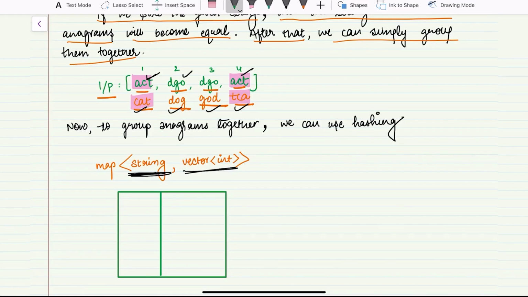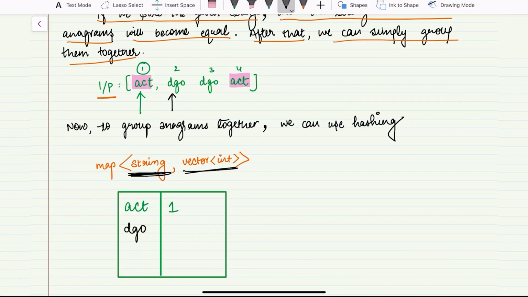Now we will simply iterate over the sorted array. First we are at act, and act is not present in our map. So let's put the string in, and the index present is 1, so let's put it in the vector. Now we are at dgo, which is also not present in the map. So let's put it in the map, and the index present is 2, so let's put it in the vector. Now let's move ahead. dgo is already present in the map, so now let's include the index.